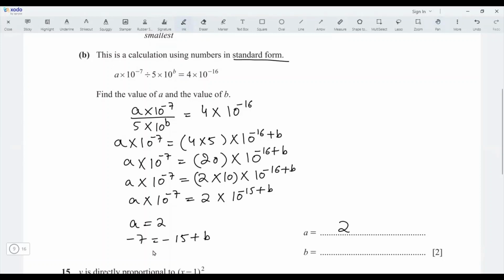So now bringing 15 on the other side, -7 plus 15, the result is positive 8. So 8 will be the answer for B. If you found the values of A correctly, then you can have the answer of B correctly, because you have to show your answers in standard form. We have to change 20 into the standard form. This is the main thing for this question. Most of the students make this mistake and write down A equals 20, which will not be the correct answer.